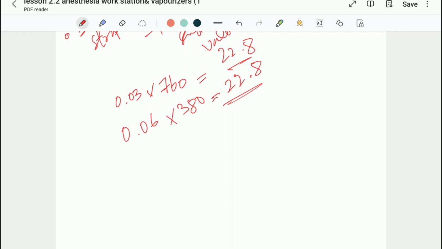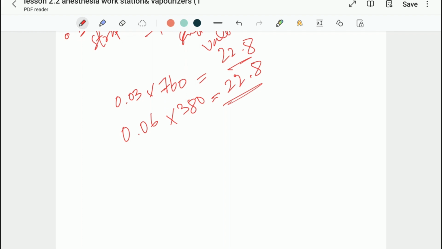The TEC 6 vaporizer operates on entirely different principles because desflurane has a very high saturated vapor pressure, that is about 670 millimeter of mercury at 20 degrees centigrade, and a boiling point near room temperature of about 22.8 degrees centigrade. Because it delivers a fixed volume percentage, as the ambient barometric pressure decreases at altitude, the partial pressure of the desflurane delivered to the patient also decreases proportionally.